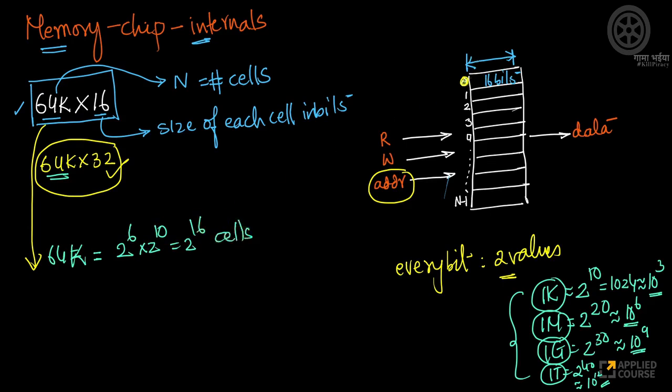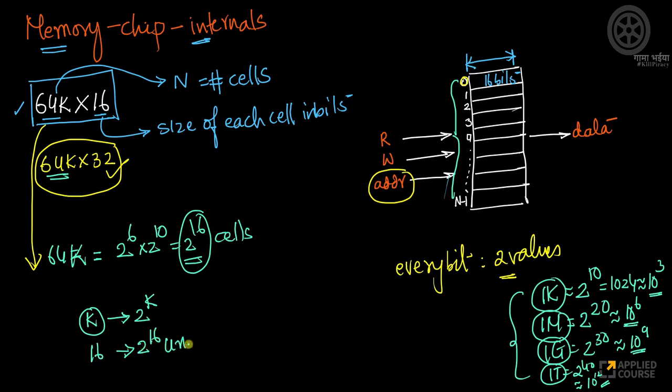Look at this. How many locations are there? 2 power 16 locations are there. So to address 2 power 16 cells, how many bits do I need? You need k bits to create 2 power k unique values. So you need 16 bits to create 2 power 16 unique addresses.